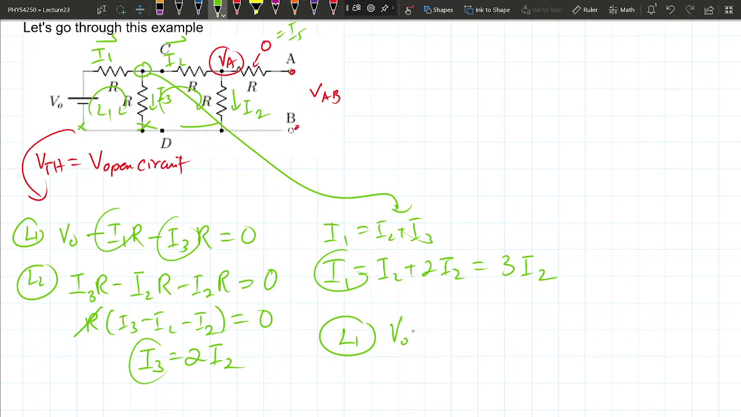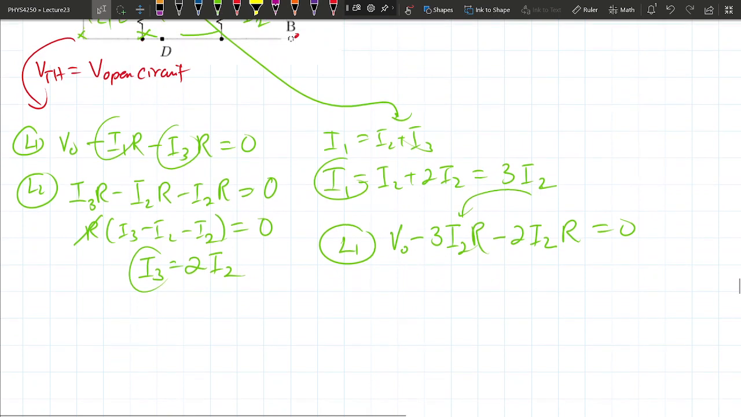So that's V0 minus I1, and I1 is 3 times I2, times R, and then I3 is twice I2, times R. Sorry, I miswrote here, so I copied that wrong. That's equal to 0. So when you subtract these, you get minus 5 times I2 times R. I'm going to move it to the other side, so I get positive. V0 equals 5 times I2 times R. So I2 is just V0 over 5R.